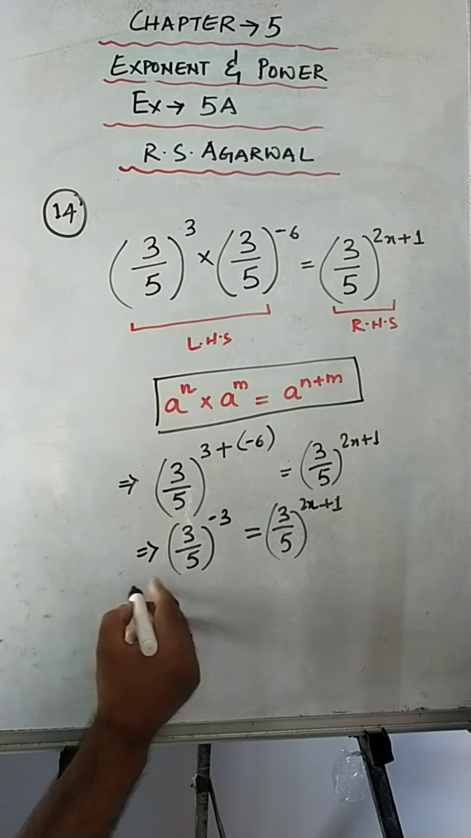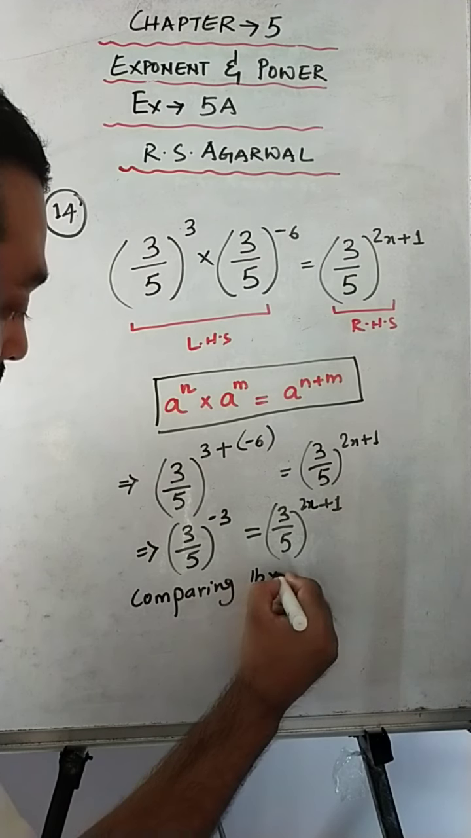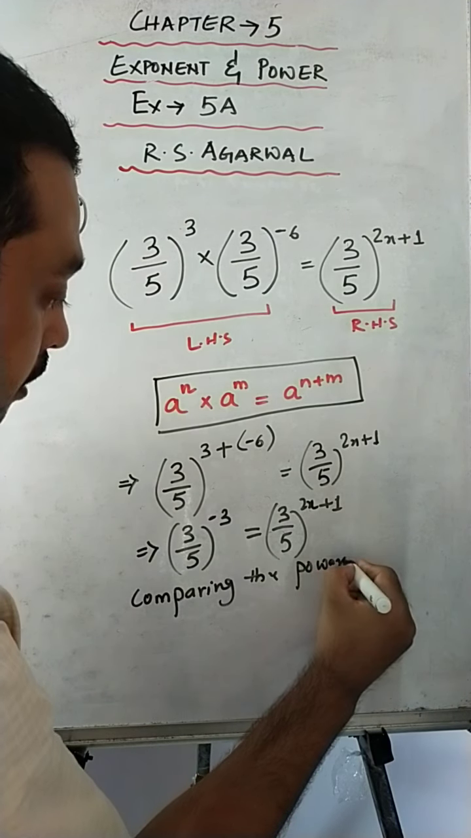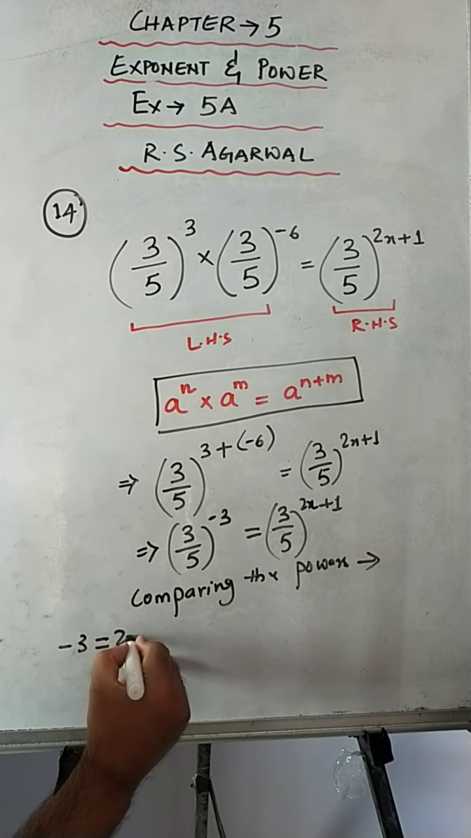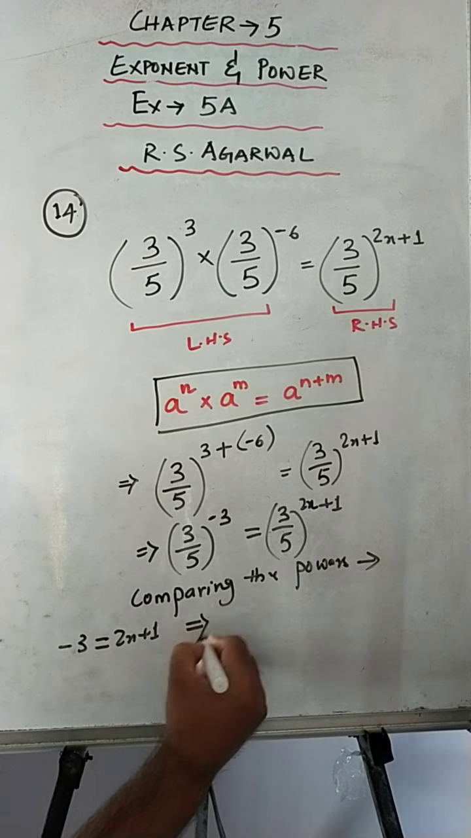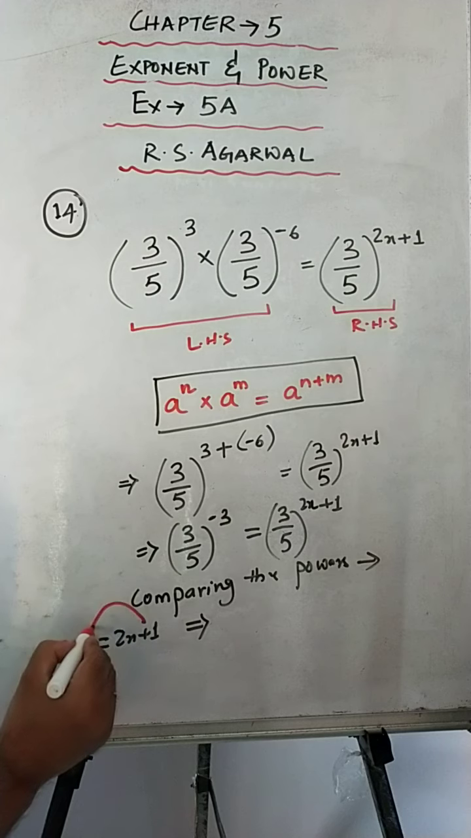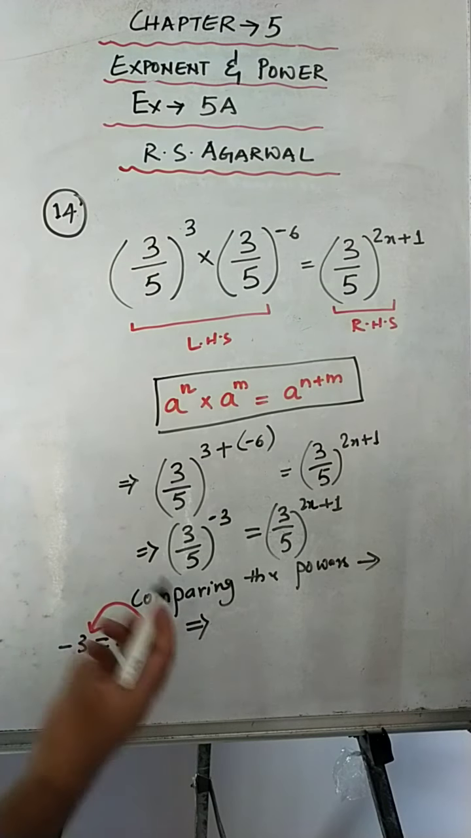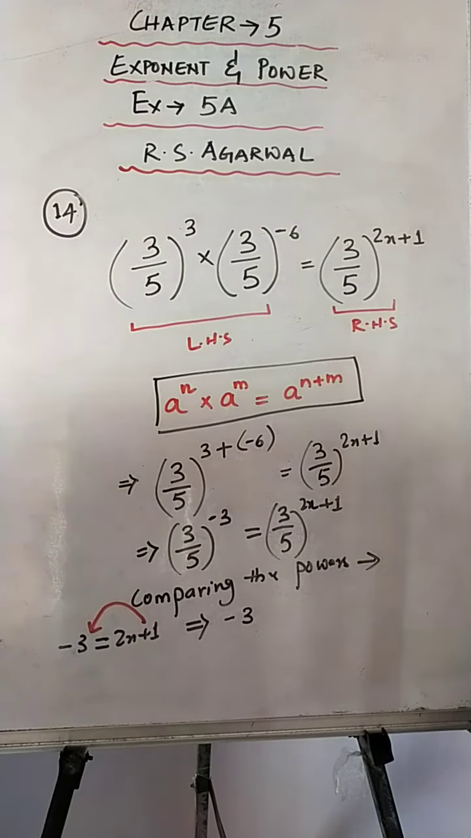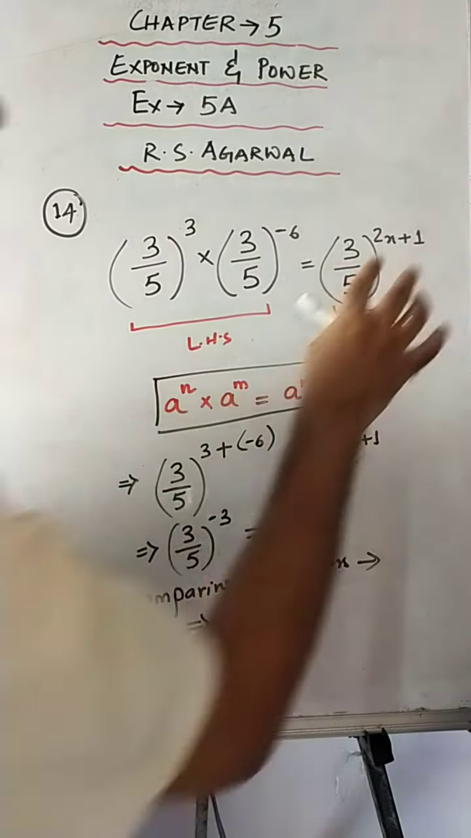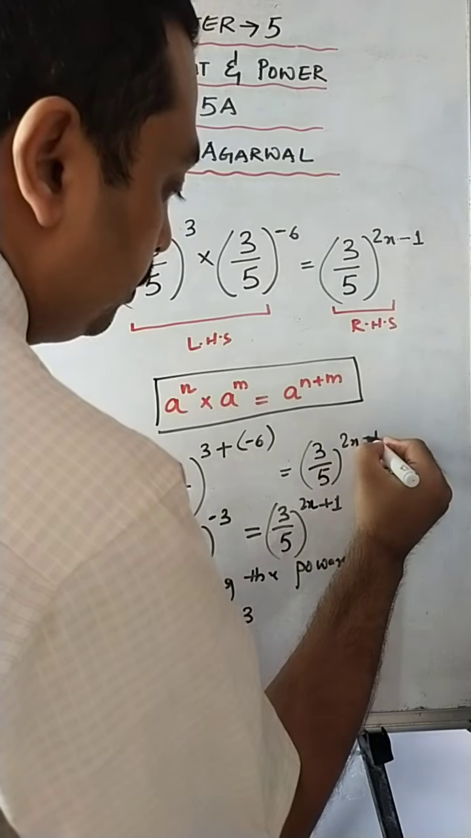So what you have to write? Comparing the powers. So what you have to write? Minus 3 equals 2x plus 1. Okay, what is the next step? You know that to get the value of x, we have to transpose this plus 1 towards the left hand side. So it will look like minus 3 and plus 1. Sorry, I've written the question wrong, students. It would be minus 1. Minus 1. Sorry. It would be minus 1.